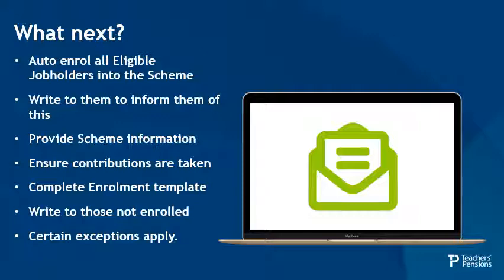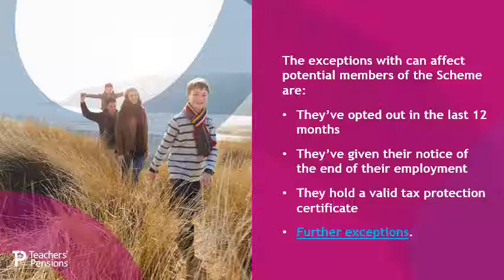However, if the person doesn't meet the criteria, for example, they're below the age of 22 or above their state retirement age and earn less than £833 a month, then you don't have to automatically enrol those members of staff into the scheme. You must, however, inform those members of staff that they don't meet the auto-enrolment criteria, but they're able to join the scheme if they wish.